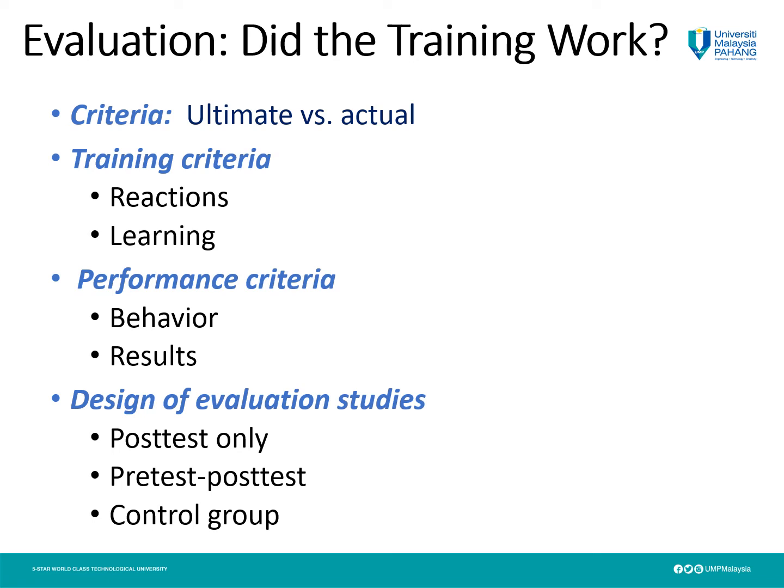And the last one is based on the control group. Okay, so this control group design is also known as the Solomon four-group design. This is a method of program evaluation using two treatment groups and two control groups.